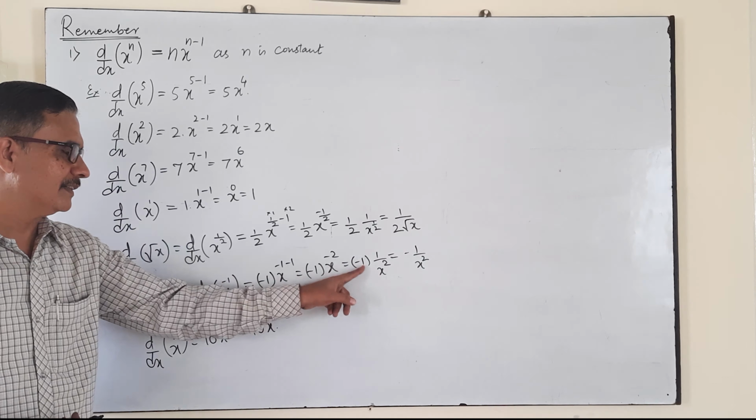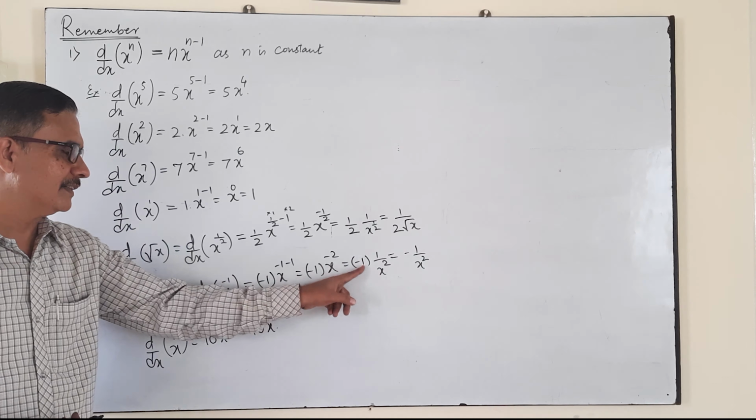So derivative of x power 10 directly, how to write: 10 as it is, x power 1 number less, x power 9. Similarly, derivative of x power 8 is 8x power 7. Derivative of x power 15 is 15x power 14. Okay. In general, the formula: derivative of x power n is equal to, remember, n into x power n minus 1, as the power n is constant. Okay, this is the first one.